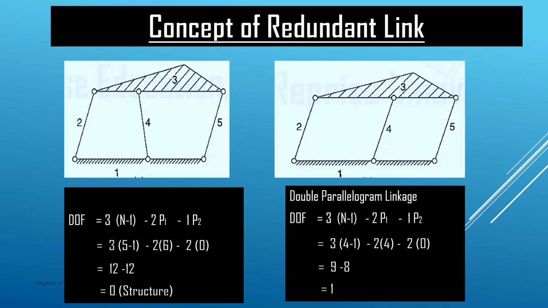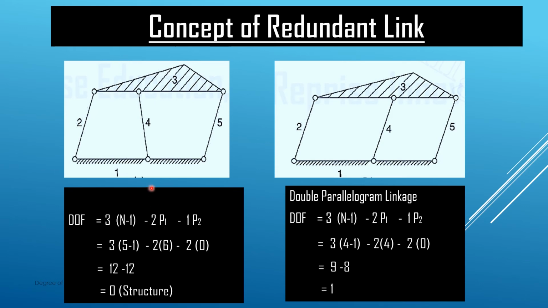So first of all, we understand the concept of a redundant linkage. With these two figures we try to explain the concept of the redundant linkage. The definition of a redundant link is: if we remove that link from the mechanism, it does not affect the motion. So that link we call a redundant link. In the first figure, there are a total of 5 linkages, and it is a planar mechanism because one link is fixed. So the degree of freedom for the planar mechanism is 3(n minus 1) minus 2P1 minus 1P2. So we have to count the number of P1 pairs and the number of P2 pairs.